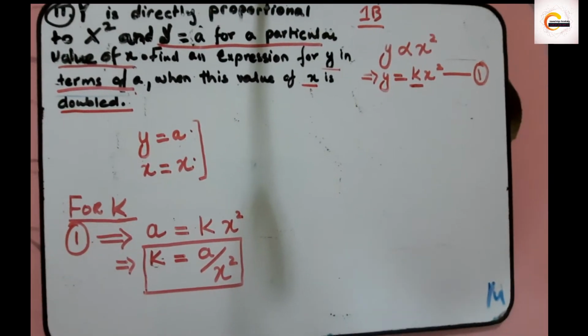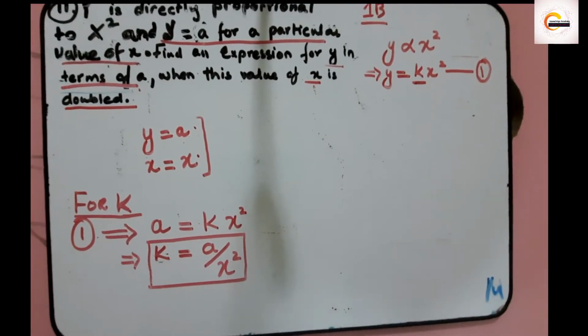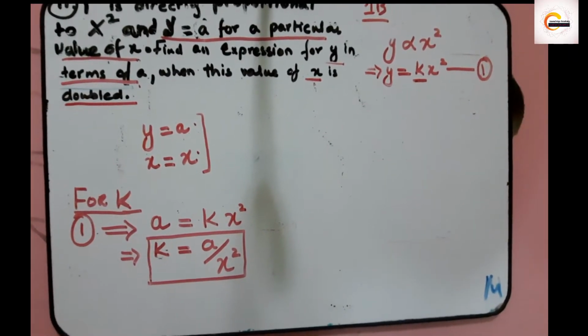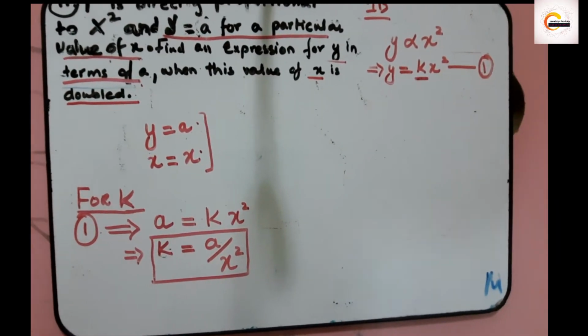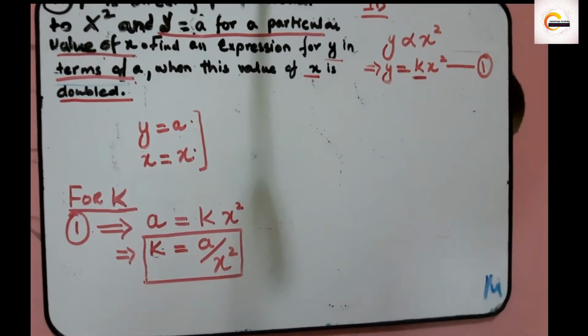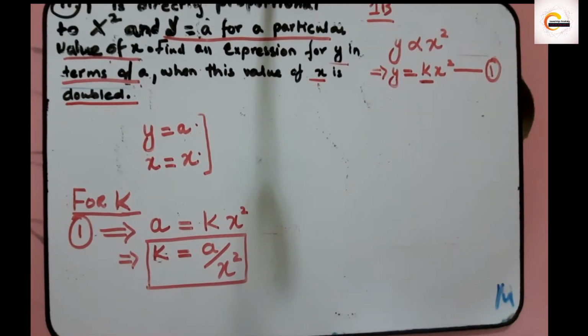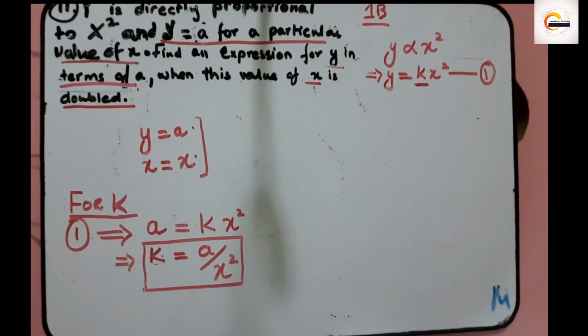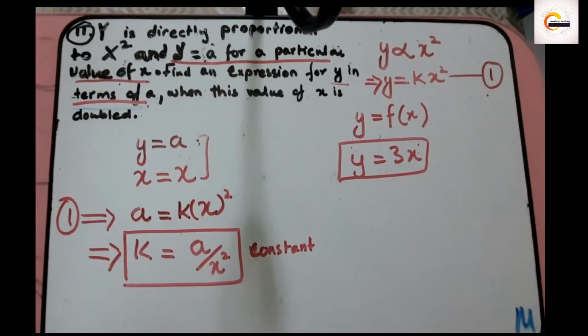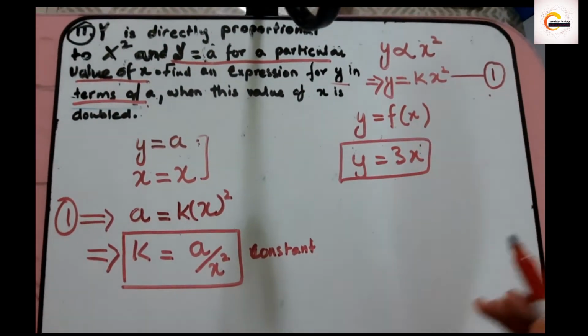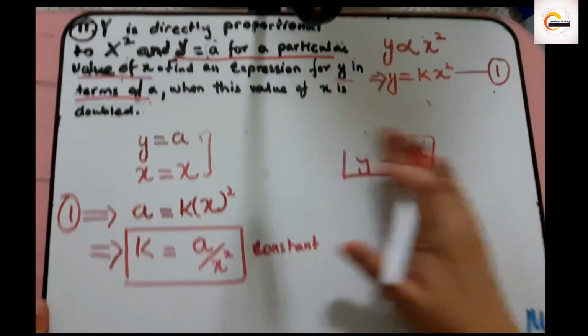Further, it says find an expression for y in terms of a. This means that our answer is going to be in the form of a. The value of y will come in the form of a. Okay. Therefore, our answer will come in terms of a.